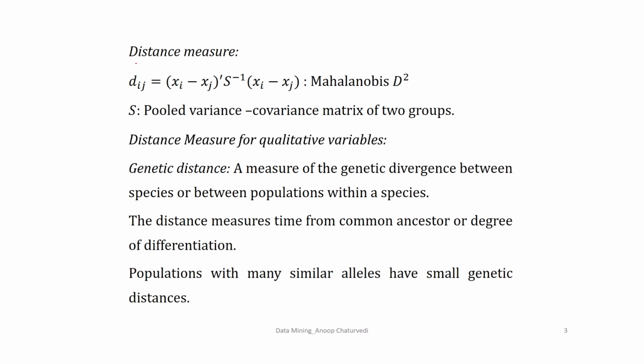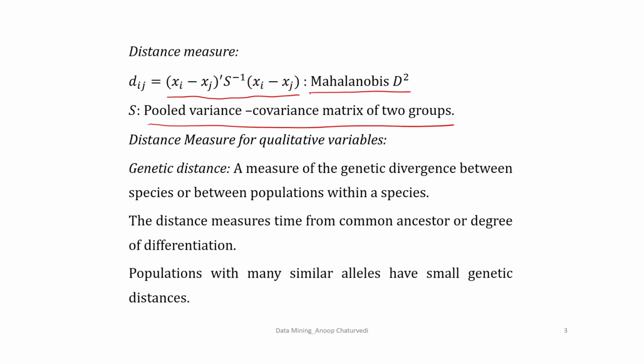Then another distance measure is we define Dij equal to (xi minus xj) transpose S inverse (xi minus xj), where S is the pooled variance covariance matrix of the two groups. Then this is called the Mahalanobis D square. Mahalanobis D square is a very popular measure of distance for quantitative variables. So, usually we use the Mahalanobis D square as a distance measure.